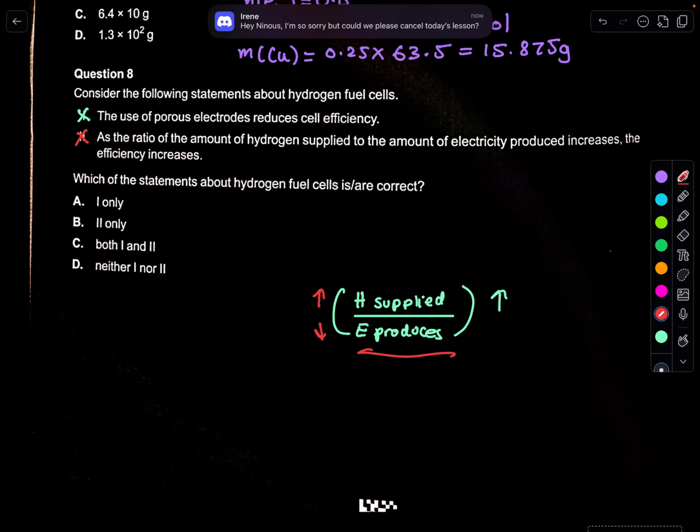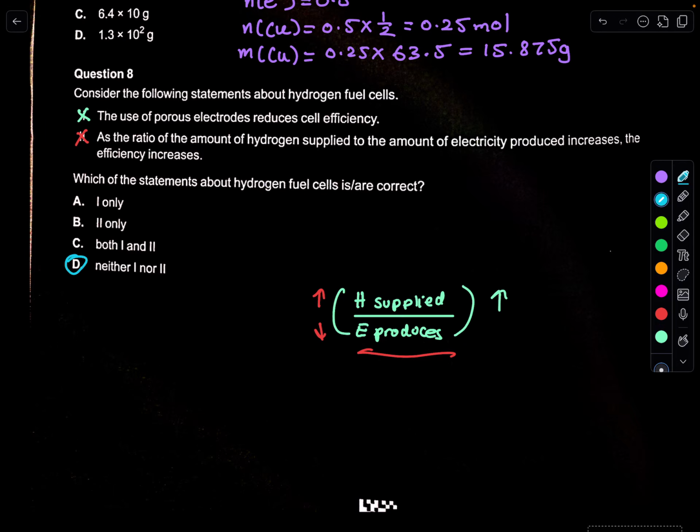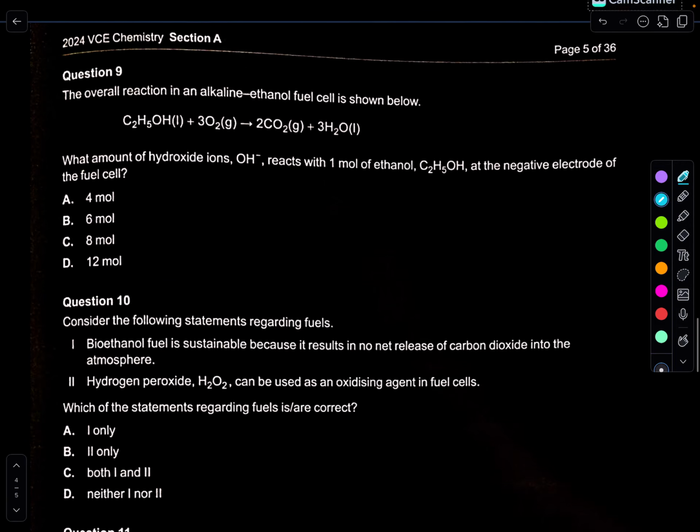So both are wrong, actually. Which of the statements about hydrogen fuel cells are correct? Neither, basically. So 8, yep, neither. I'm just going to think, yeah, is that how you do it? Ratios? I think ratios, yeah, AD. Hopefully that's right. I'm not too sure with that one.